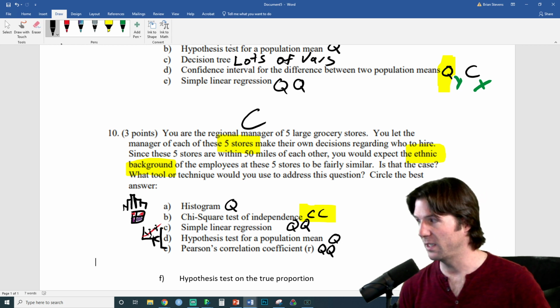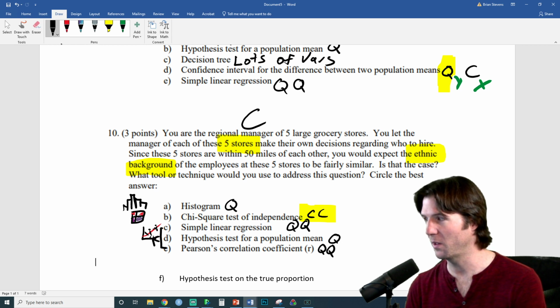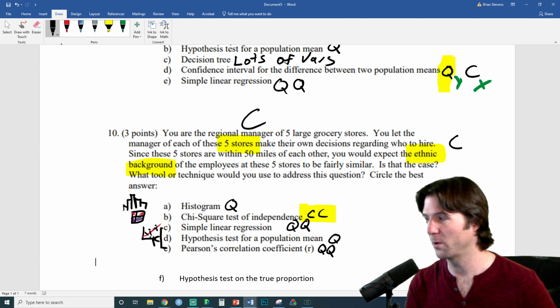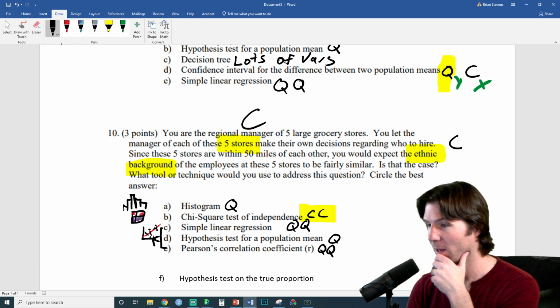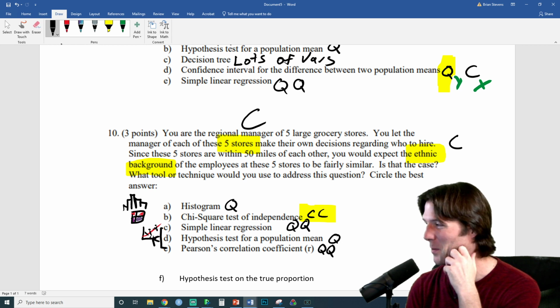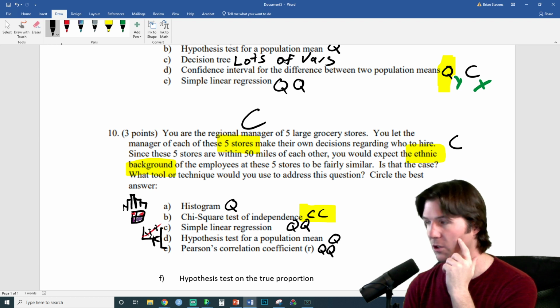What kind of variable is ethnic background? Is that a quantity when you say what's your ethnic background? Someone says 50. Is that how it works? You bet. You guys got it. Categorical. So what's the answer here? Since these are both categorical variables, what do we have? The answer is highlighted right now: chi-square test of independence.